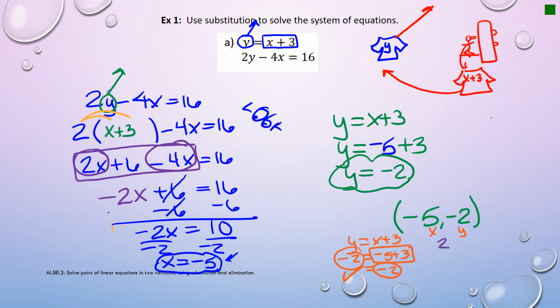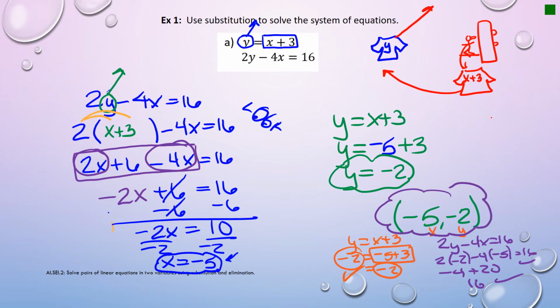But now on this one, I'm going to go 2y minus 4x equals 16. I'm putting negative 2 in for y, negative 5 in for x, and I want to see if that's 16. So that's negative 4 plus 20. Does that equal 16? Yes! That means that is our solution.